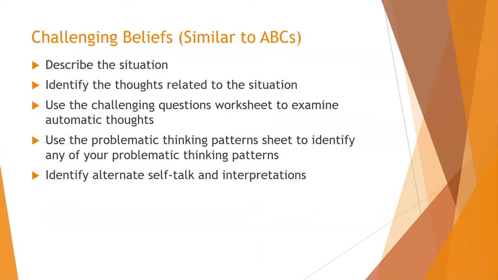So the challenging beliefs worksheet, which is also in that manual, is very, very similar to the ABCs. It has people describe the situation, identify their thoughts related to the situation, use the challenging questions worksheet to examine their automatic thoughts, each one of them, use the problematic thinking pattern sheet to go back and identify any cognitive distortions, and then figure out how can we alter the cognitive distortions to create more healthy and helpful self-talk and interpretations.